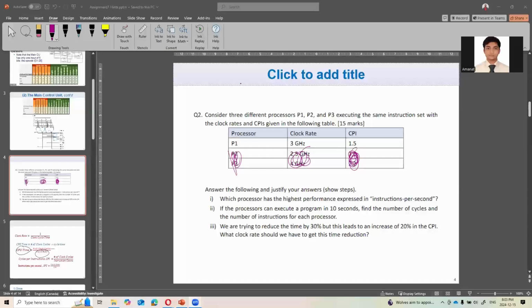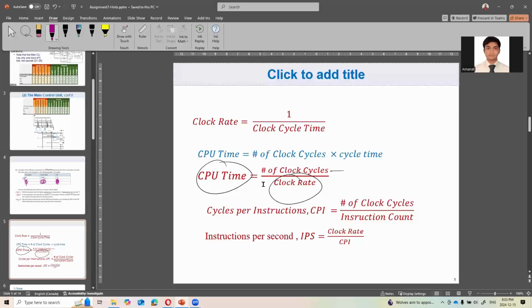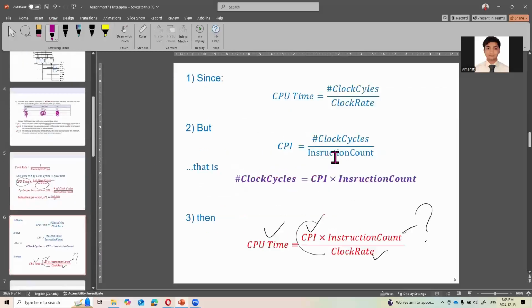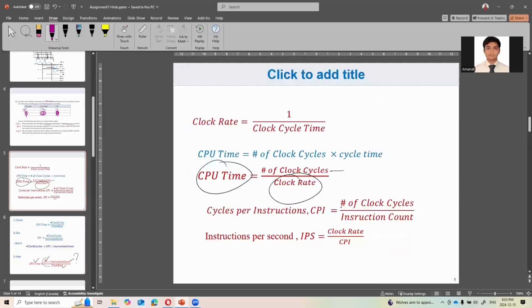Okay, so for this question, let's forget about three processors and consider one, because if you can do one, we can do three. And let us try to solve these three questions. The first question asks for performance expressed in instructions per second. What we have to do is look at the formula sheet. At the end of the cheat sheet, you will have all of these. So IPS, instructions per second. Here's the formula. Now we have to find this.